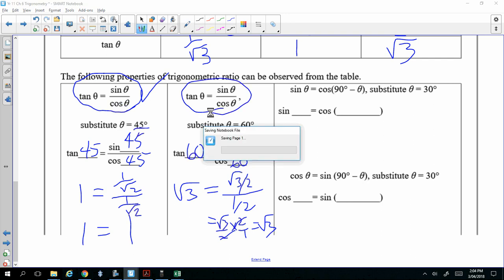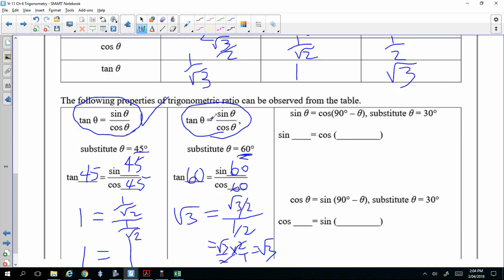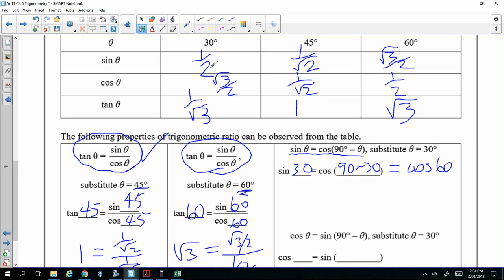All right. We can also see that the table is consistent with the complementary formula you learned before. Remember, sine theta is cos 90 minus theta. So if I substitute 30, what do you get? You get sine 30 is the same as cos 90 minus 30. And what's cos 90 minus 30? 60. Now what's sine 30? Half. What's cos 60? Also half. So they're the same, isn't it?